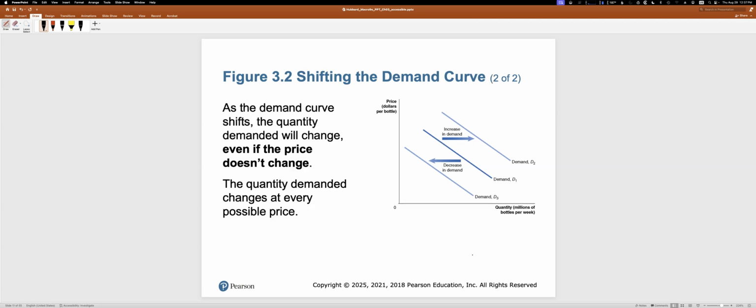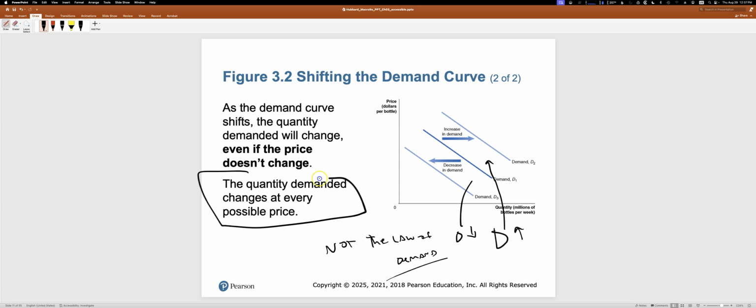And what we're going to see is that this is, I'm going to write this out here. This is not the law of demand. The law of demand is not at work here. This is actually saying that demand is either increasing, like we are here, or that demand is decreasing, like it is there. Or that the quantity demanded is changing at each and every price.